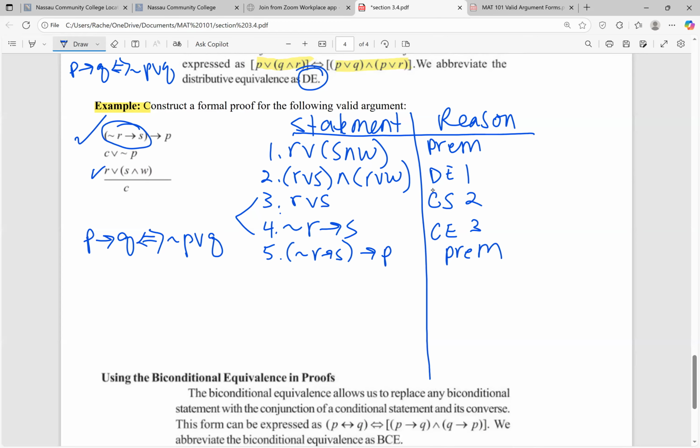And I see 4 and 5, the pattern for modus ponens, right? Because 4 is the left-hand side of the conditional in statement 5. So the result is going to be P, right? So modus ponens on 4 and 5 tells us that P is true.